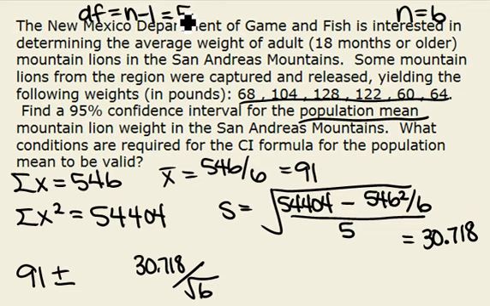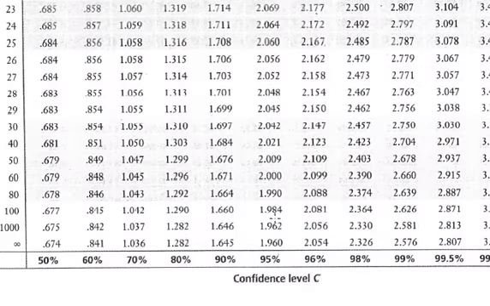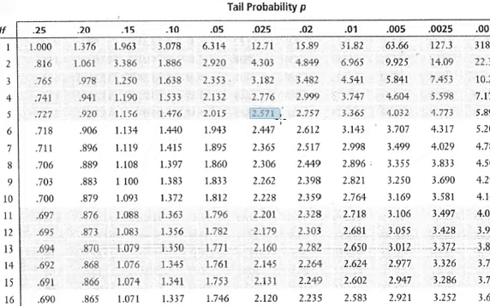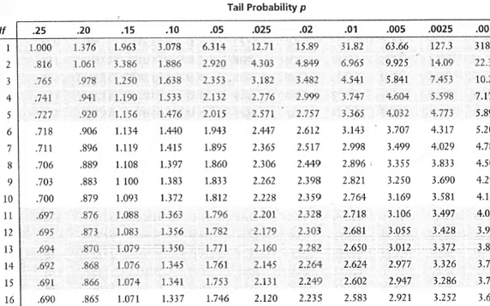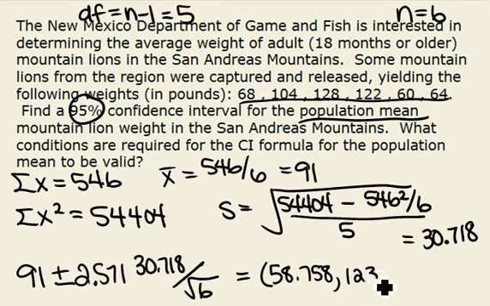We go into our t table, and we look in row 5, where we're looking for a 95% confidence interval. So you can look up the 95% along the bottom of the table. Here's our confidence level, and then you find row 5, and where those meet up is the t that you will need. And so that gives us this value of 2.571. So what you should get for the lower bound of this interval is 58.758, and the upper bound is 123.242.